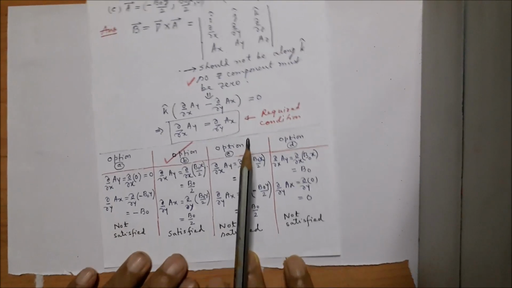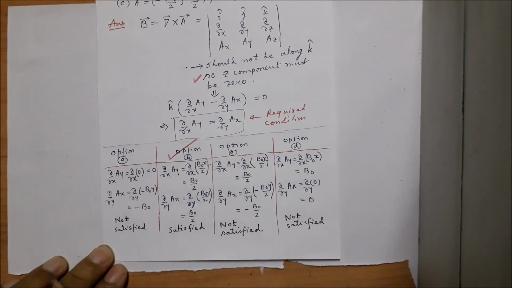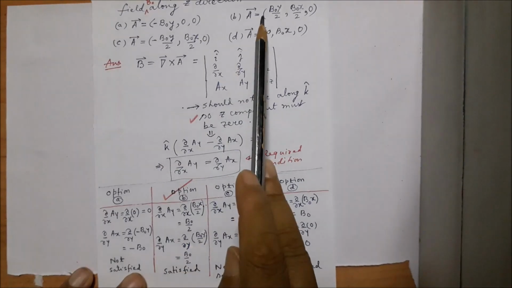Now we can just have a check. So this is the required condition. If you start with option A, we find that this condition is not satisfied. Option B satisfies this condition, and C and D do not satisfy. You can just have a glimpse of it. So option B is the correct answer, because here we have del Ay by del x and del Ax by del y both being B0 by 2. So the answer will be option B.